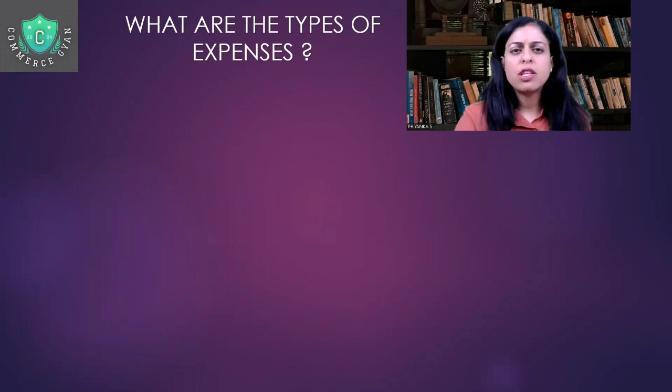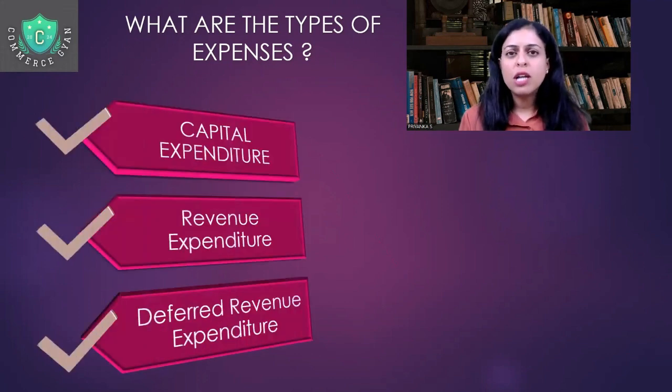So what are the types of expenses? First one was capital expenditure. Second is your revenue expense. And the third one is your deferred revenue expense. Now, quickly, we are going to understand the first two of these. The third one is not relevant to our discussion. So we'll understand capital and revenue expense, so that we can proceed to the understanding of depreciation with more clarity.